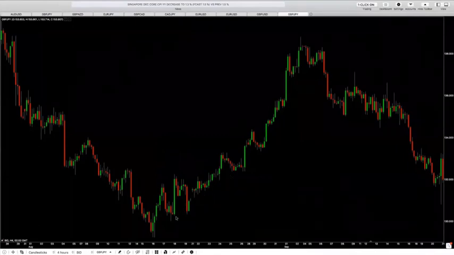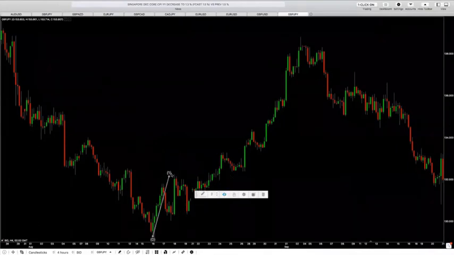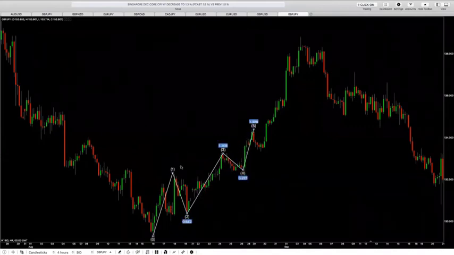Typically you'll see this: the market goes low, goes high, goes low, goes high, goes low, goes high, and then the market repeats this pattern, and the market continues to go higher and higher and higher.